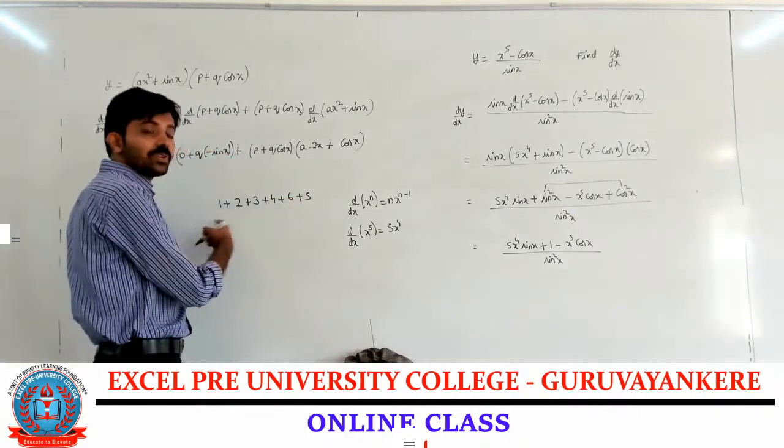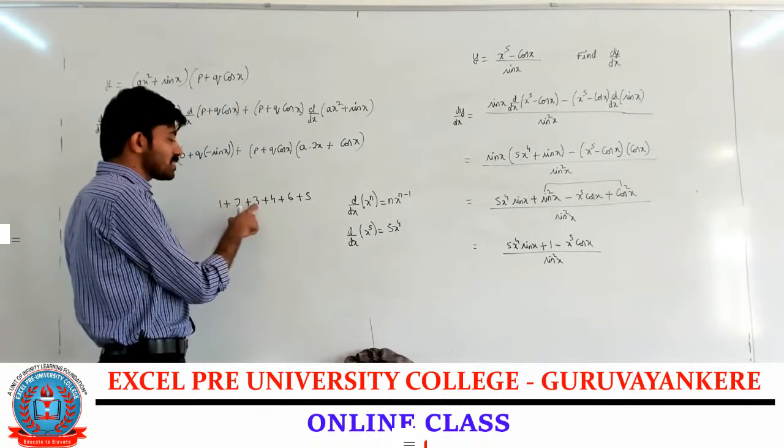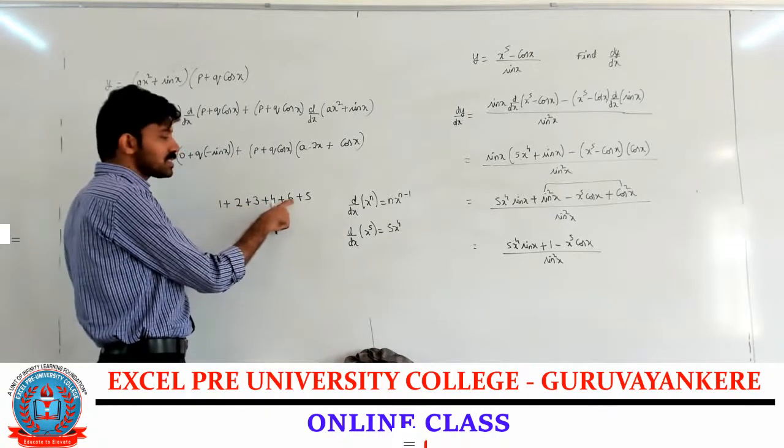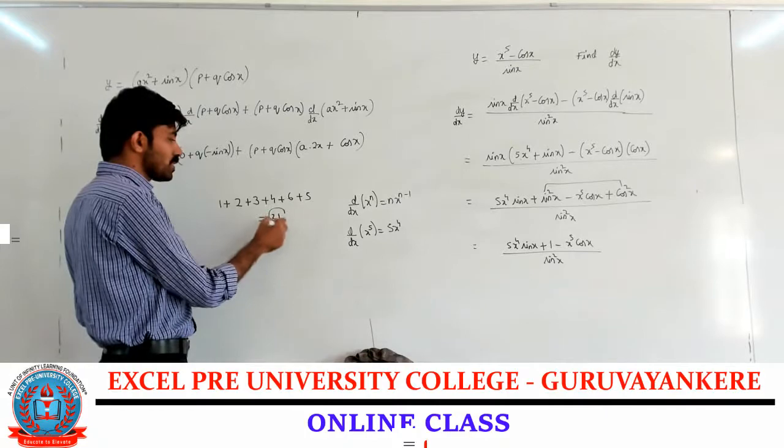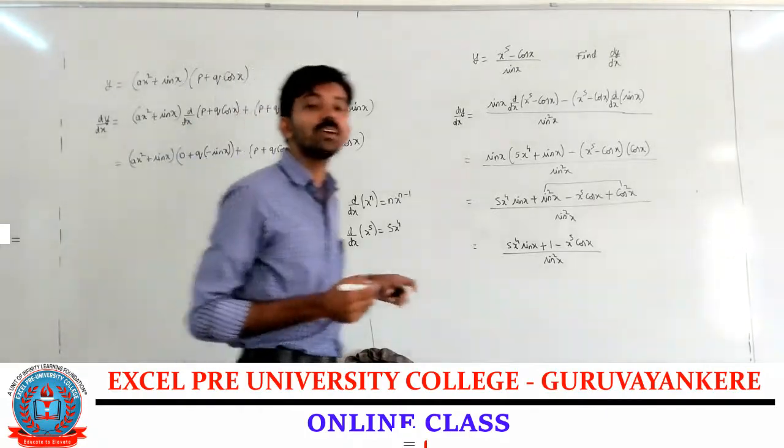So each section you can get 1 plus 2, 3, 3 plus 3, 6, 10, 16, total 21 marks. From limits and derivatives there is 21 marks.